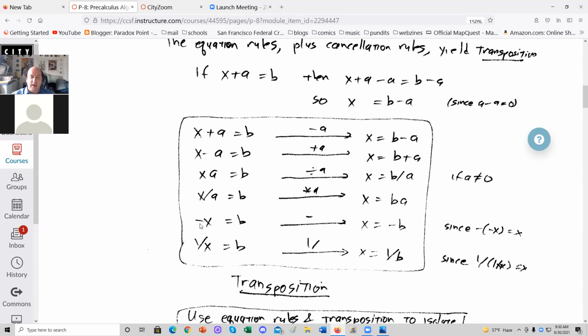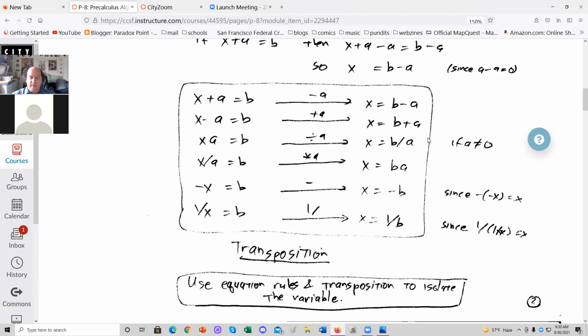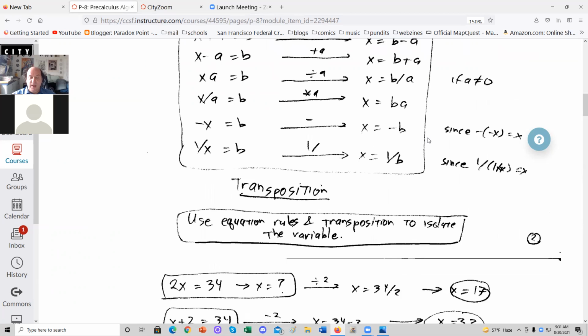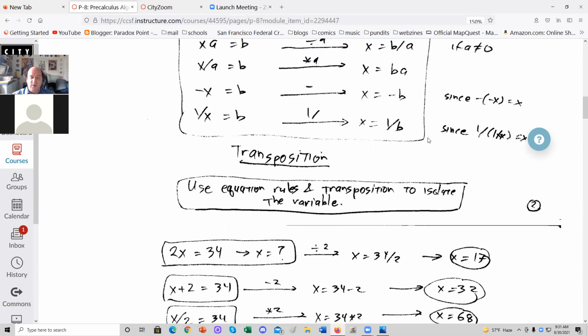If minus x equals b, we take the opposite of both sides, x equals minus b. If 1 over x equals b, then reciprocals give you x equals 1 over b. So in this case, x and b are opposites of each other. In this case, x and b are reciprocals of each other. This is called transposition because it's as if this letter a changed sides from one side of the equation to the other. And that way leaves x alone, which is what you want. All right, and the idea is we use these rules to solve for a variable.